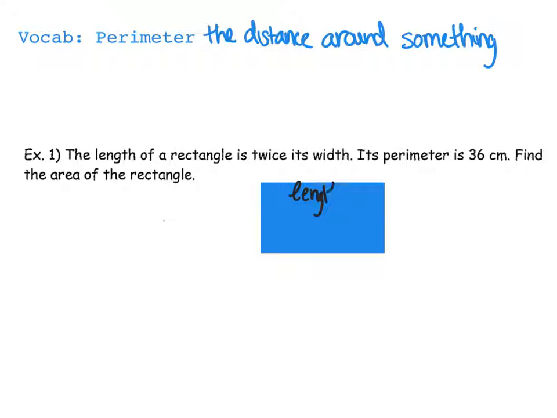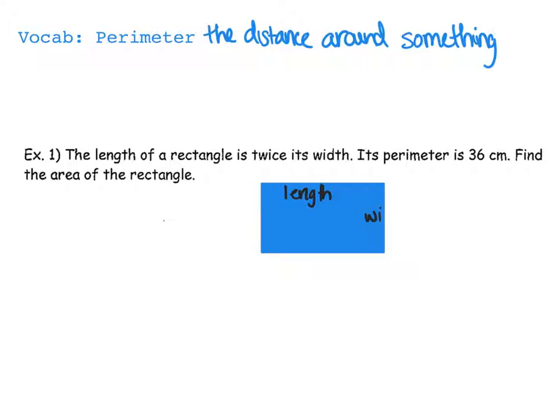Length, we're going to say L. Length always means the longer side. L, length, longer. So I want you to make sure that you know that this is the length, because it's longer. And then this is the width. I'll just put W, width. How wide this rectangle is. The length of the rectangle is twice its width.